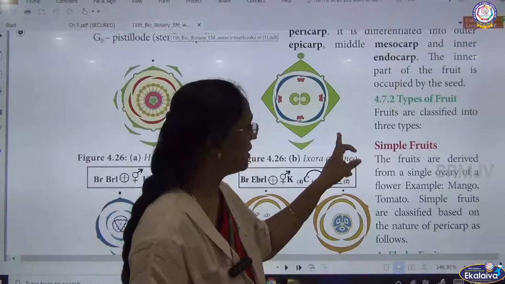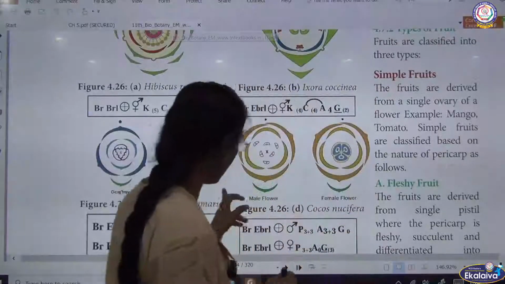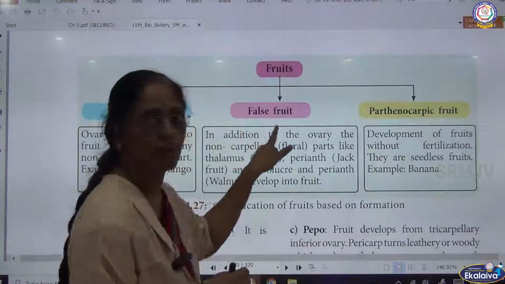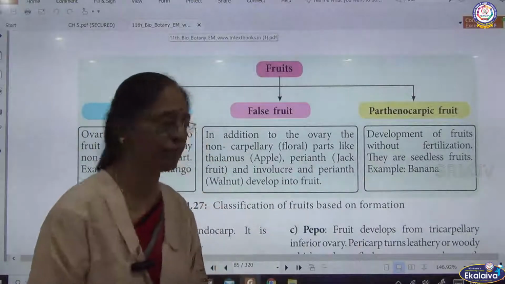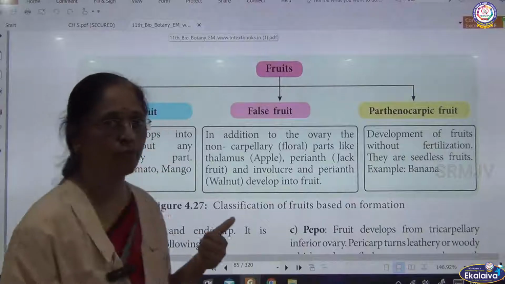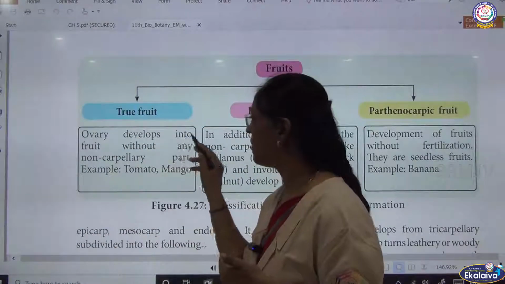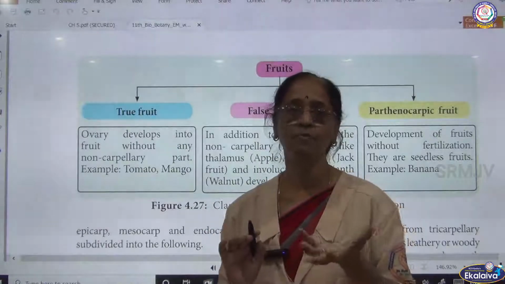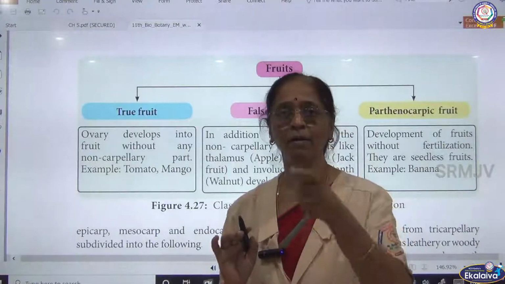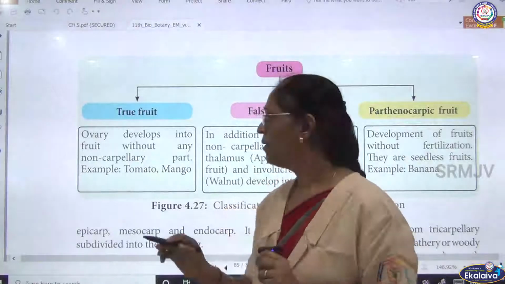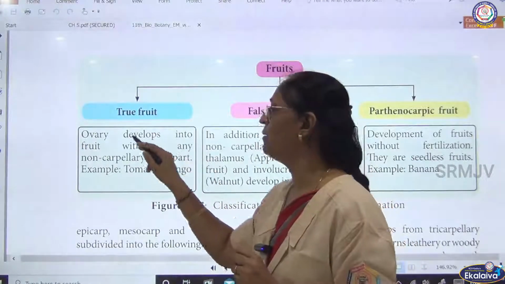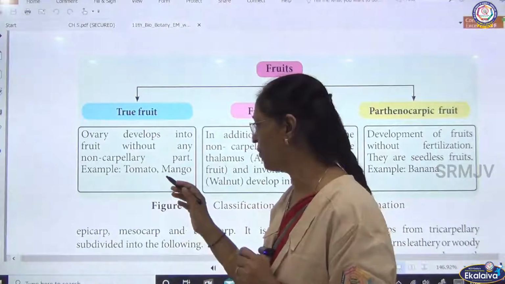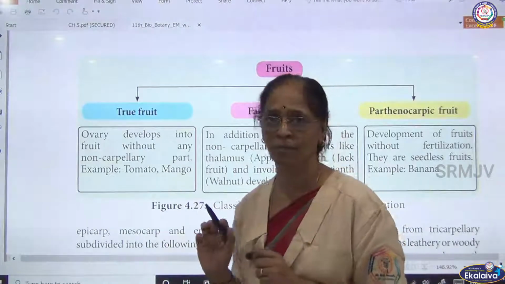And when you talk about the fruits, what are the types of fruits? Fruits can be classified into three types: true fruit, false fruit and parthenocarpic fruits. Now, what is a true fruit? If the ovary develops into a fruit without any non-carpellary part, we said a carpel is what? The one which has the ovary, the style and the stigma. If a fruit develops without any non-carpellary part, then we call it a true fruit, which you will find in tomato and mango.